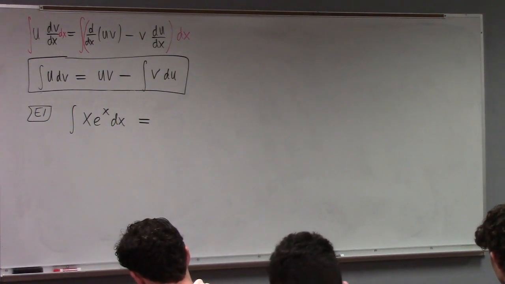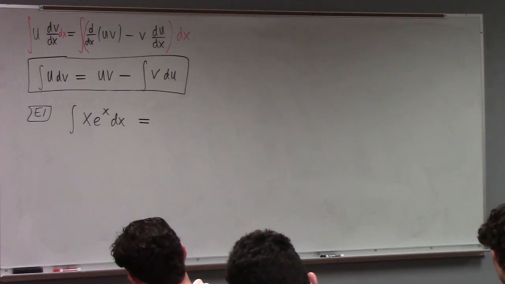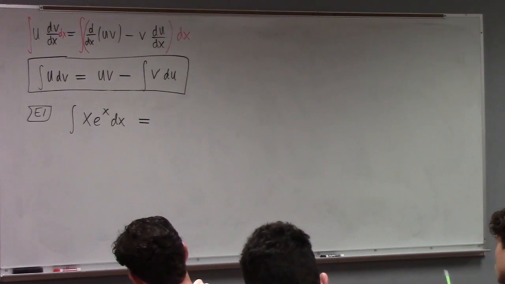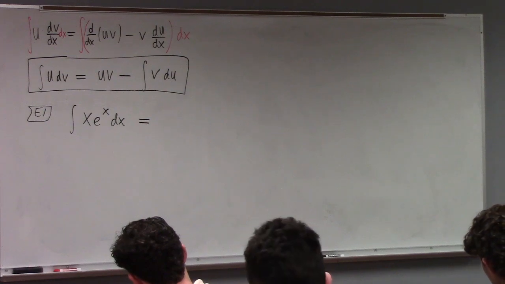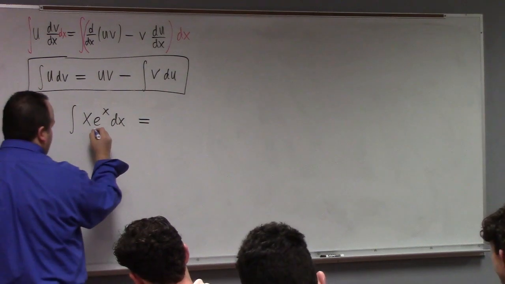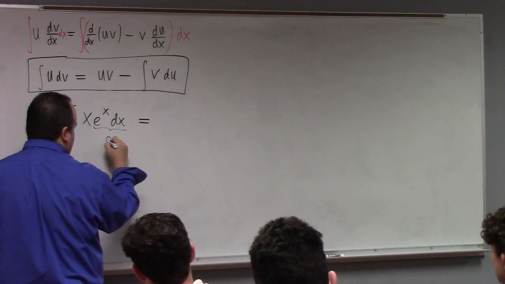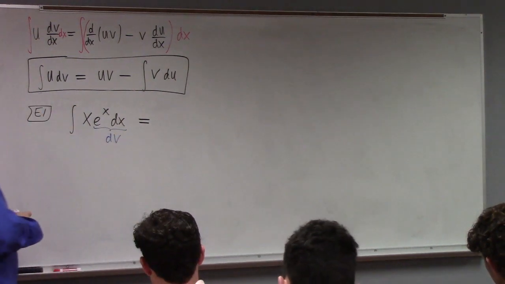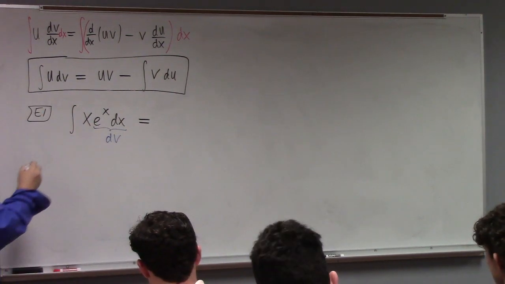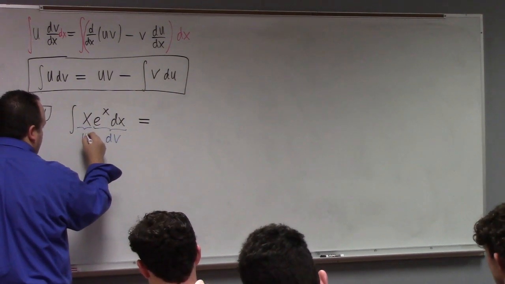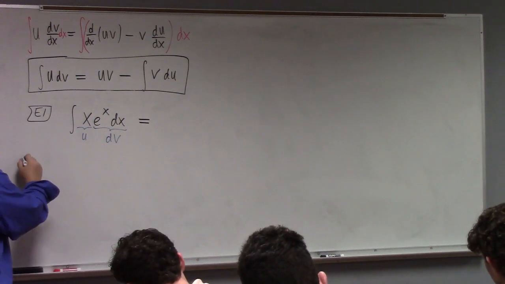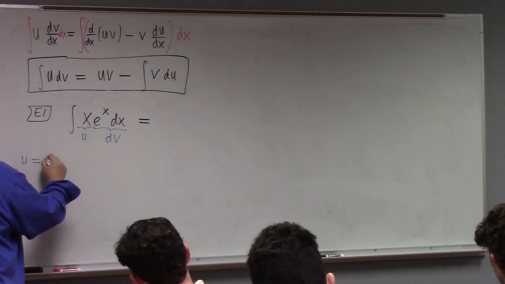So in order to do this, we need to identify what's u and what's dv, all right? So I'll just write right here to show you. Let's think of this as being dv, right? e to the x dx is dv, and we're going to make x u. So I'm going to write down here, since it's easy on the board, u equals x.